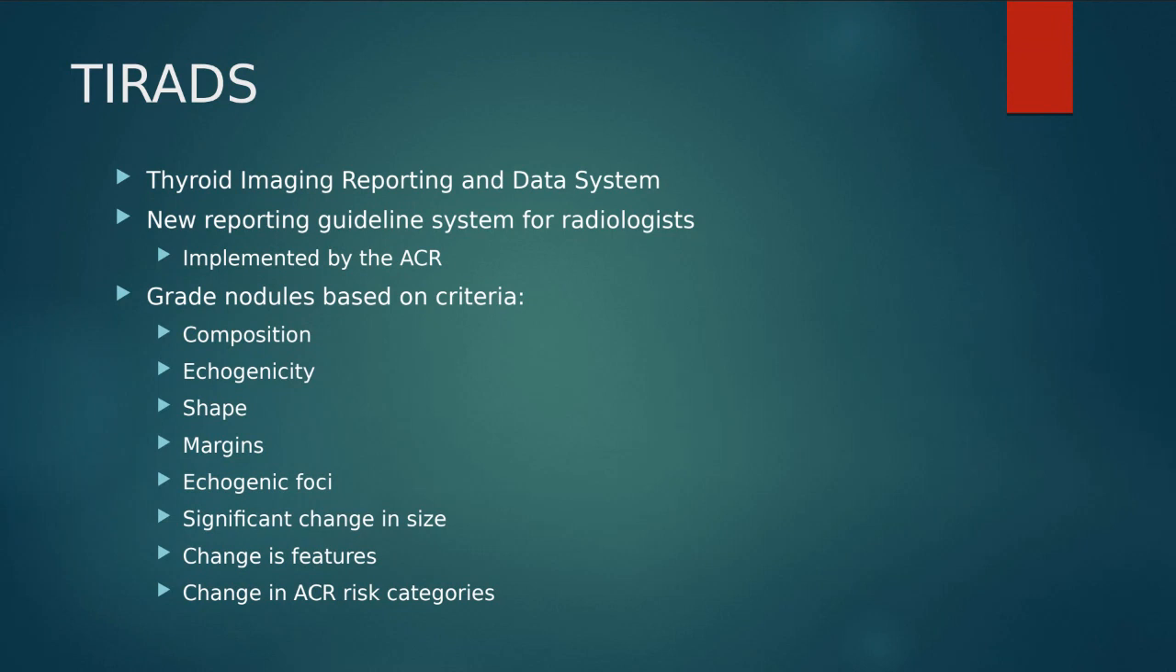Typically when a patient has thyroid nodules, they come in once a year for an ultrasound. We also want to say if there's any change in the features of the nodule, or if there's a change in any of the ACR risk categories. So if we're changing, if we're falling into a new TRADS category than we did the year prior with that patient, then that's going to be kind of worrisome. So what does this actually look like?